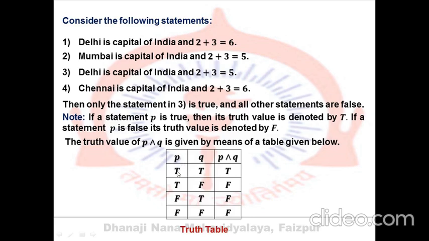Whenever P is true and Q is true, then P and Q is true. Whenever P is true and Q is false, then P and Q is false. Whenever P is false and Q is true, then P and Q is false. Whenever P is false and Q is false, then P and Q is false.